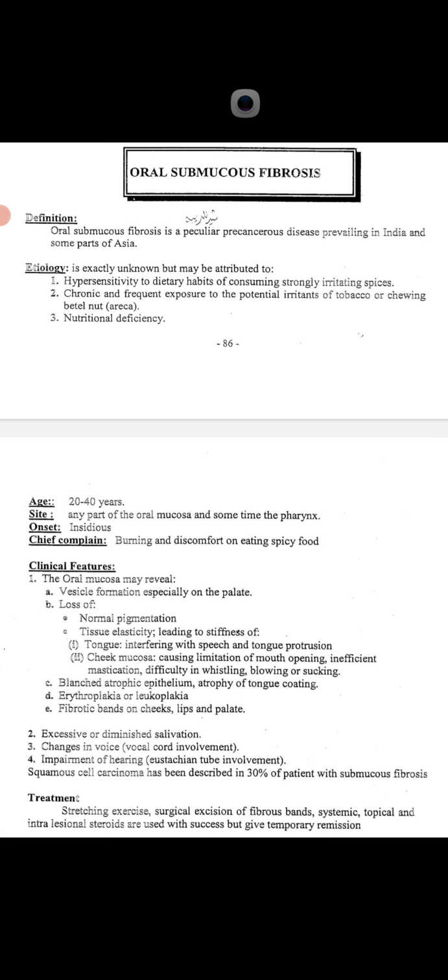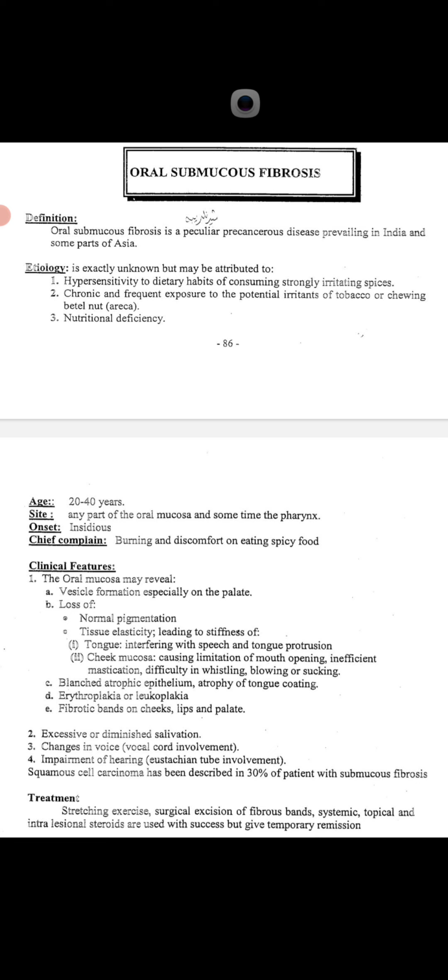Now come to the age. In which age does oral submucous fibrosis occur? From the second to fourth decade, from 20 to 40 years. It can occur in any part of the oral mucosa and sometimes the pharynx, and its onset is insidious. The chief complaint is burning and discomfort on eating spicy food. When the patient eats spicy food, there will be a burning sensation in the oral cavity and discomfort.